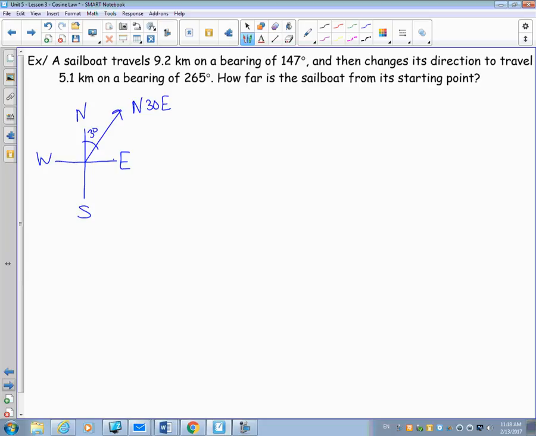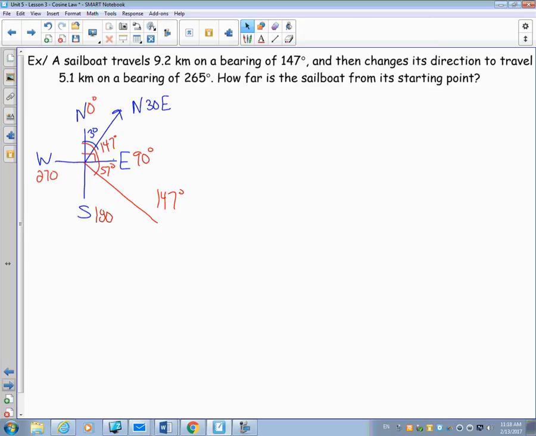Or we can also talk about bearings in terms of zero. When we work with the zero version, we go clockwise around. So if we came across a bearing of, like in this case, 147 degrees, we know it's somewhere between 90 and 180. And because this is 90, 147 would be 57 degrees past, right? The whole thing has to be 147. Okay, so just some reminders about bearings.